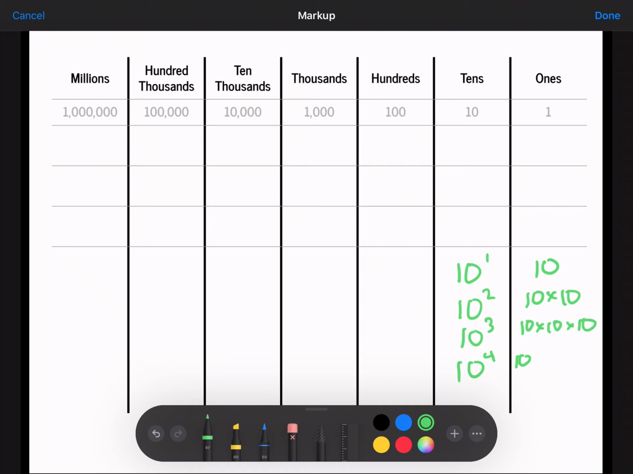You're probably starting to notice a pattern, right? The little exponent number is how many times you're multiplying. So up here, we actually can label these. Times 10 is just your 10 to the first. Your hundreds, 10 to the second, 10 times 10. Thousands, 10 to the third. And your 10,000s, 10 to the fourth, and so on and so on. And that can actually be kind of helpful.